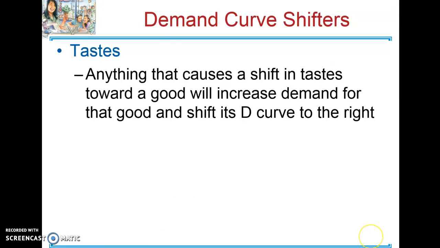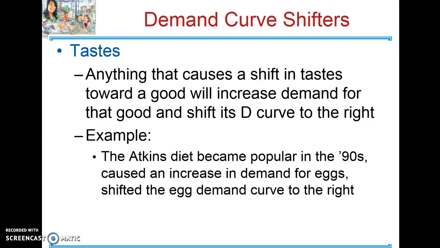Tastes. Anything that causes a shift in taste toward a good will increase the demand for that good and shift the demand curve to the right. An example: the Atkins diet was very popular, and this caused an increase in the demand for eggs, which shifted the demand curve to the right.